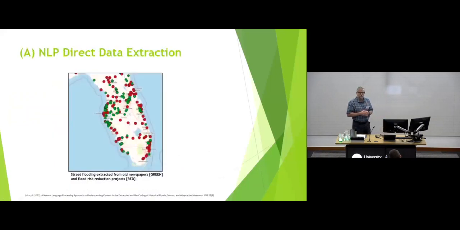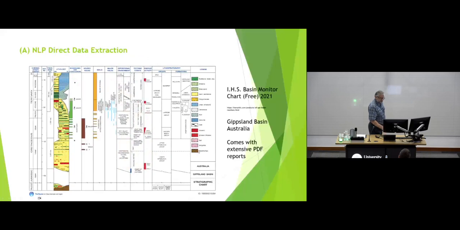Here's another example, this time it's newspapers. Lai et al. looked at historical newspaper articles for evidence of flooding and georeferenced those by detecting place names and so forth in the data, which then can be integrated with risk reduction projects to inform local policies or regional or maybe even national policies when integrated with other data.